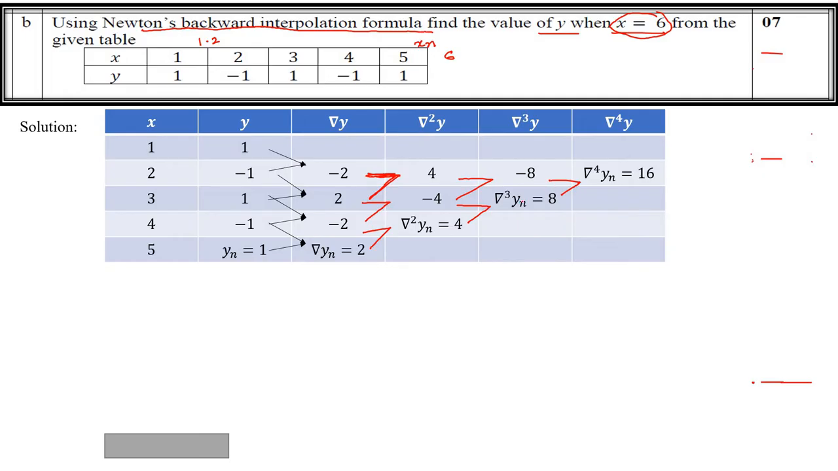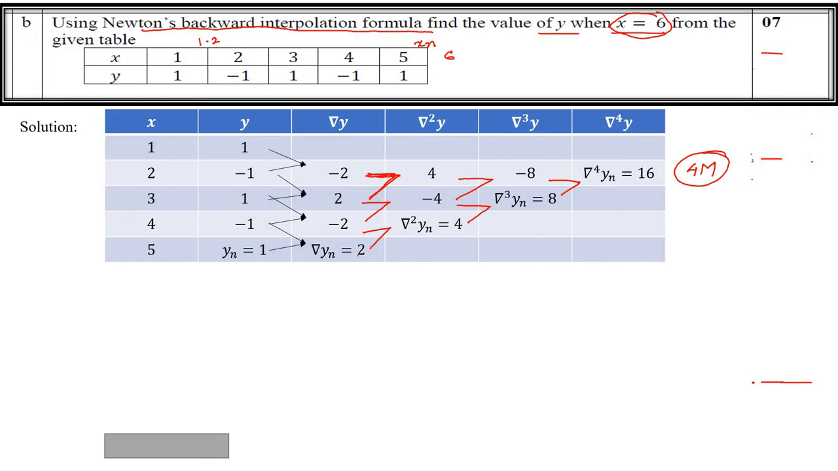So this is the way of finding the difference table. The difference table carries minimum 4 marks. Don't lose the marks here. They are going to give a high weightage in the marks distribution.